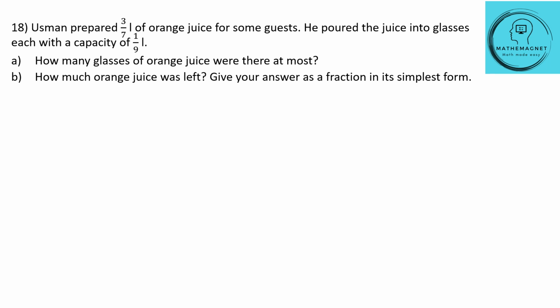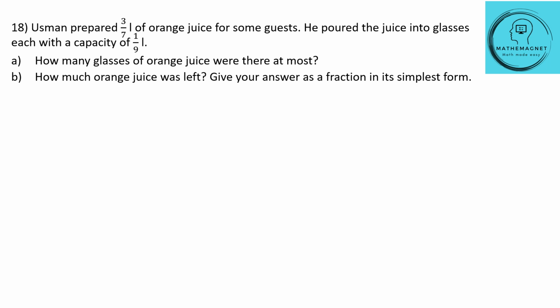So over here they have told us that Usman has a certain amount of juice and he poured it into some glasses which have a capacity of 1/9 liters. They have asked us to find how many glasses he has poured the juice into, and also, after pouring the juice into however many glasses, what is the amount of juice that is still left.